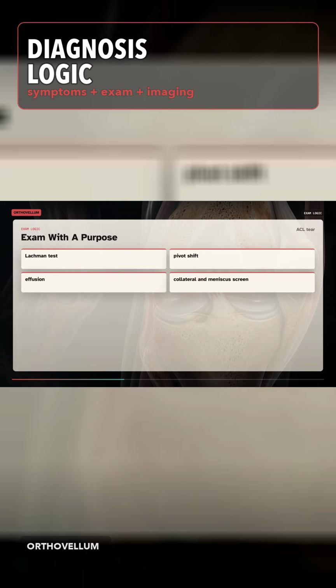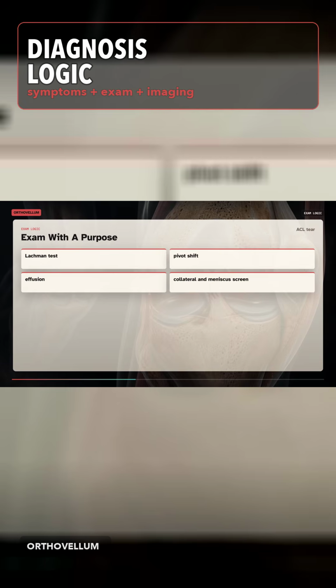The exam should not be random. For this topic, deliberately check Lachman test, pivot shift, effusion, collateral, and meniscus screen. A good exam separates pain from weakness, stiffness from fear, and joint disease from referred pain.